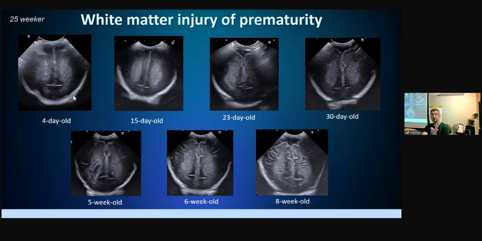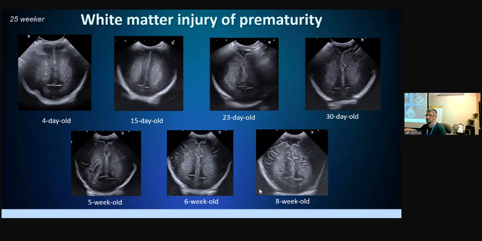Another example, 4 days old, echogenic white matter, 15 days old, still echogenic. So if it lasts more than 1 week, it is suspicious. It should resolve, or it shouldn't be more intense. So around 23 days, similar, 30 days, still no cyst. 5 weeks, still no cyst. 6 weeks, still no cyst. But on repeat ultrasound around 8 weeks, we see the cysts. So when you see the cysts, then it's PVL.